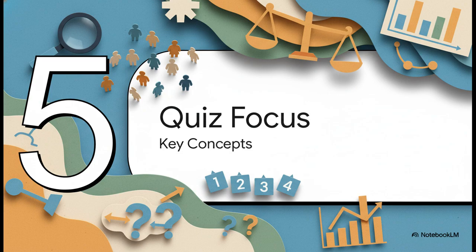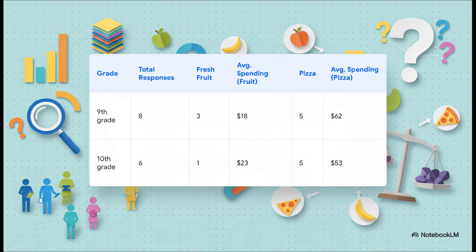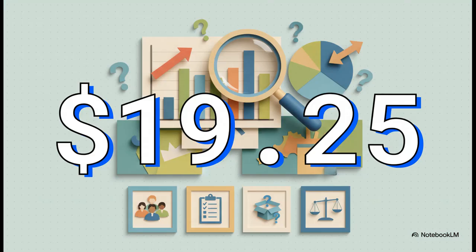Okay, fantastic work. You are really starting to think like a critical researcher now. For this last part, let's get super practical and focus on how you're going to see this stuff on your quiz. So on your quiz, you're probably going to see a data table that looks something like this one from our snack survey. And yeah, you'll need to spot the biases we've been talking about, but you're also going to have to crunch some of the numbers yourself. For example, a question could ask you, what was the average monthly spending on fresh fruit for all the students who chose it? The answer, as you can see, is $19.25.